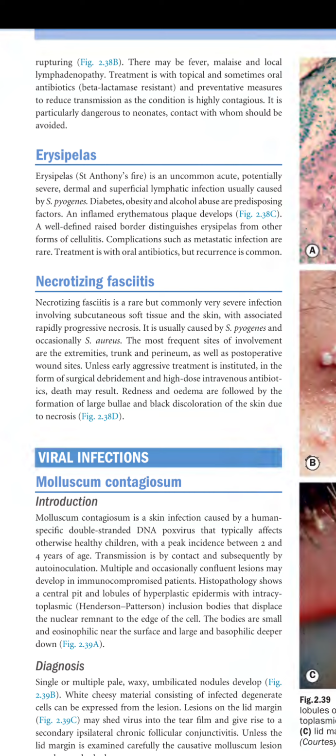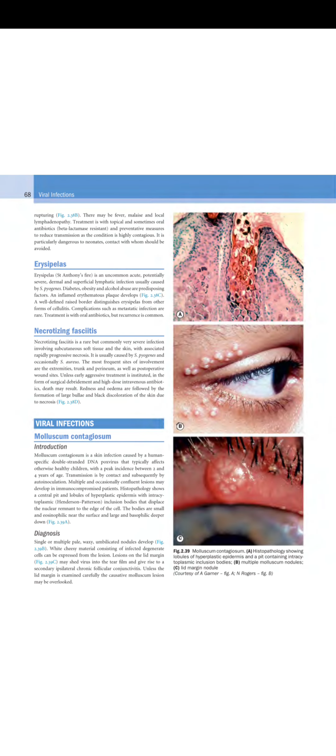The most frequent sites of involvement are extremities, trunk, and perineum, as well as post-operative wound sites. Unless early aggressive treatment is instituted in the form of surgical debridement and high-dose intravenous antibiotics, death may result. Redness and edema are followed by the formation of large bullae and blackish discoloration of skin due to necrosis. So in this case, you have to debride the area because it is a rapidly progressive disease, and you also treat it with the systemic antibiotics.